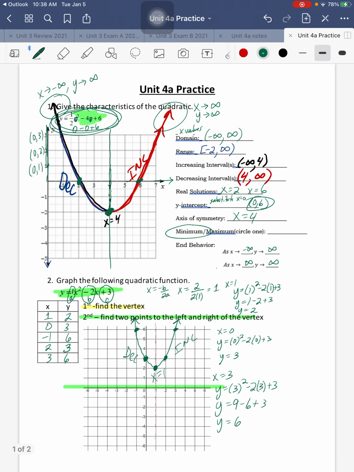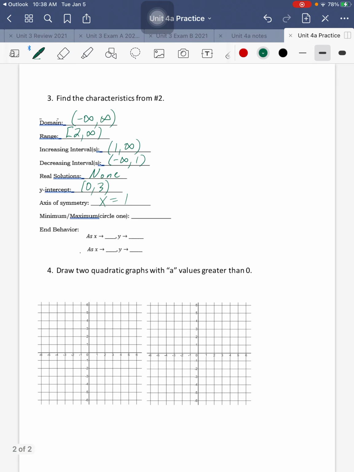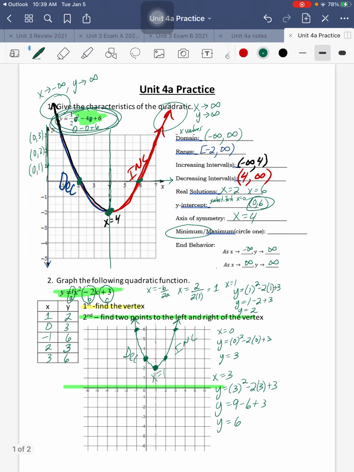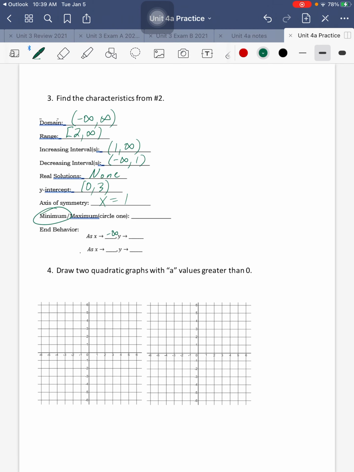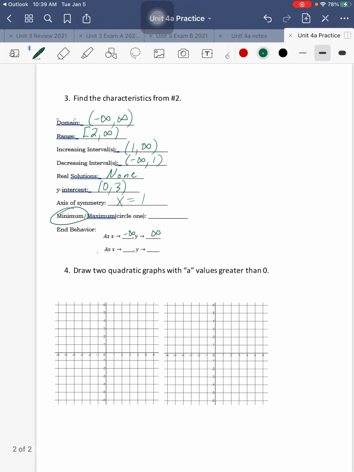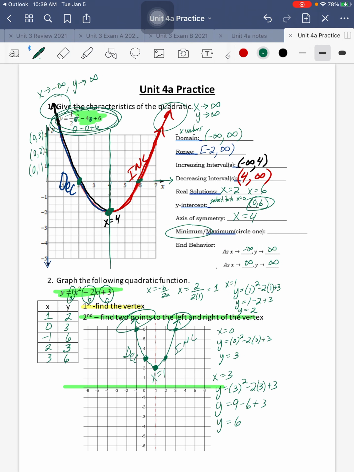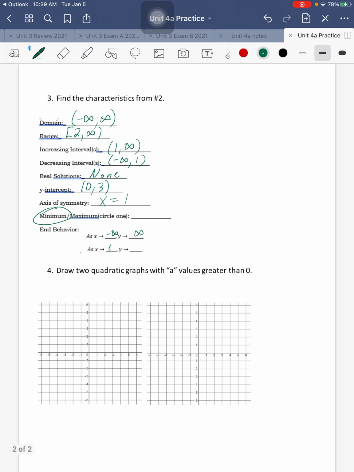Is it a maximum or minimum point? Well, the vertex is a minimum point. If it was a maximum, it would be upside down. So it's a minimum. And end behavior. The left end of the graph is x going to negative infinity, and the y value is going up to positive infinity. The right side is going to the right forever, that's positive infinity for the x value, and it's going up. So x is going to positive infinity, it's going right, and it's going up to positive infinity.